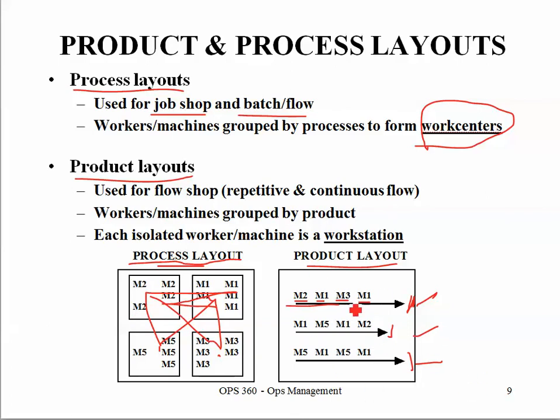Here, instead of work centers, we talk about workstations. So here's the first workstation on this line, here's a second workstation on this line, and so forth. This is the classic assembly line. You think of the movies where you see an automobile assembly line. That's a line dedicated to making basically one type of product.